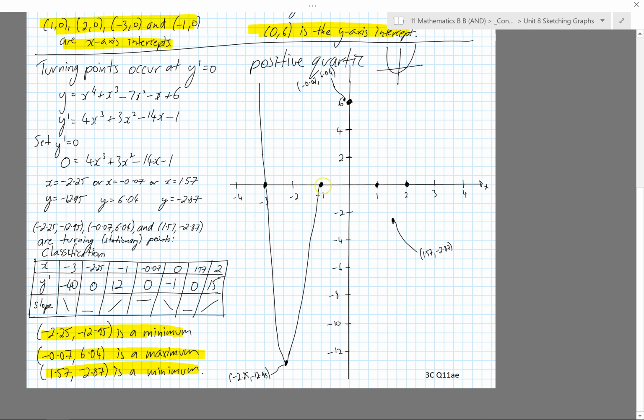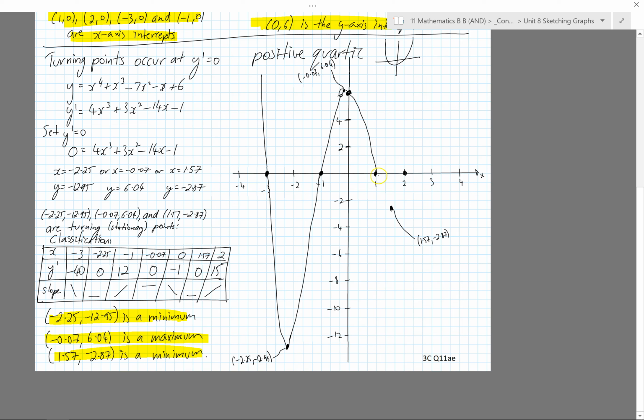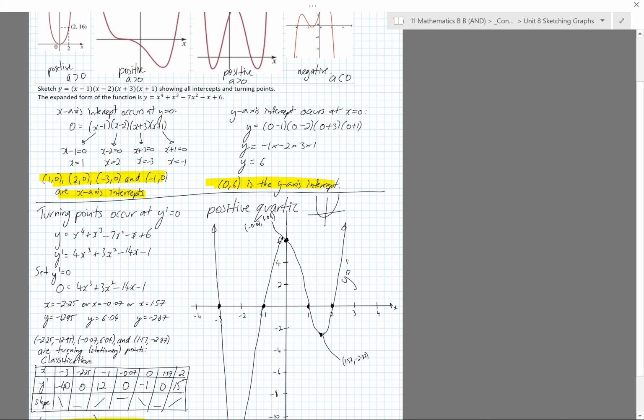Hopefully no one's getting seasick doing this problem. Through another x-axis intercept. 1.57 is a minimum. Okay, so it's looking good. Going through, and then up. Okay, like always, finish the problem by making sure you write the equation on top of it.